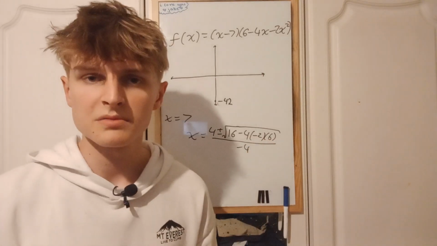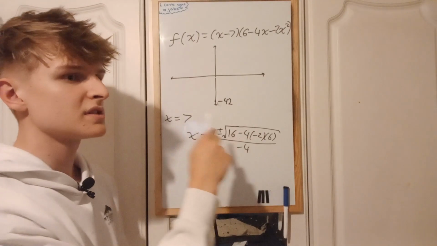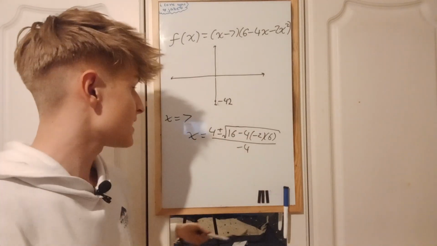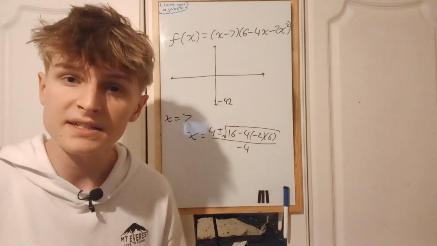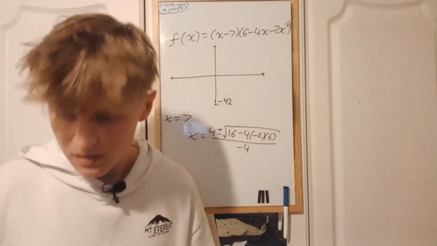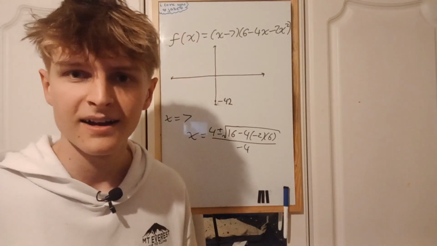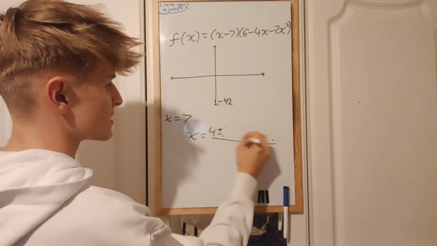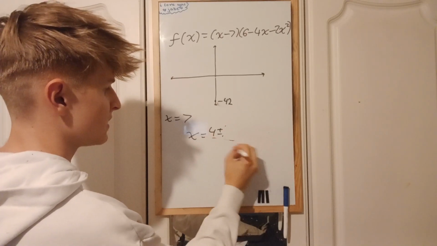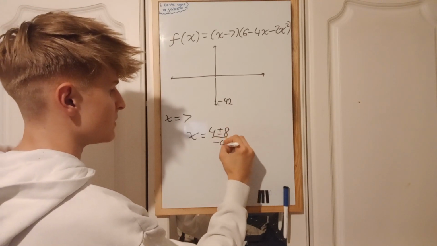Okay, now let's do some simplification. Minus, minus, positive. 4 times 2 times 6, that's 8 times 6, which is 48. 16 plus 48 is 64. Square root of 64, I just dropped my pen out of excitement, that's 8. Cool. Right, so we can rub that whole expression out because that simplifies to 8. And we get 4 plus or minus 8 over minus 4.